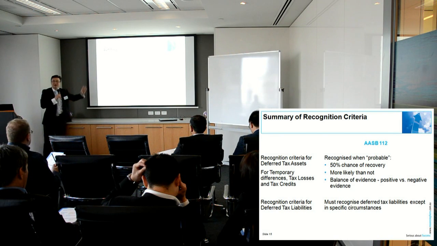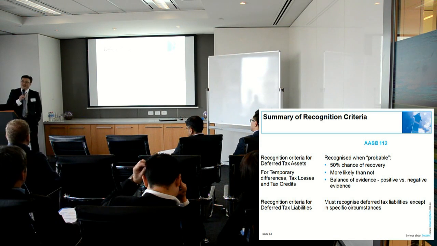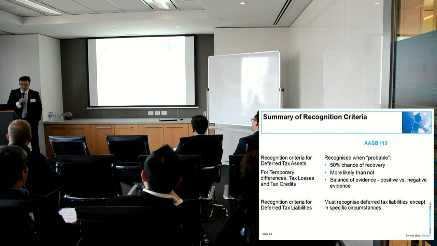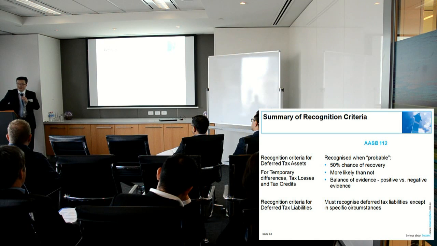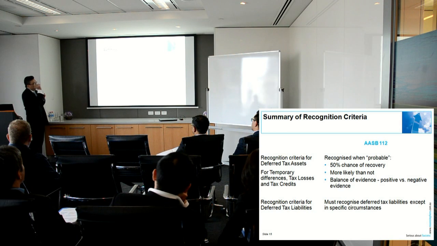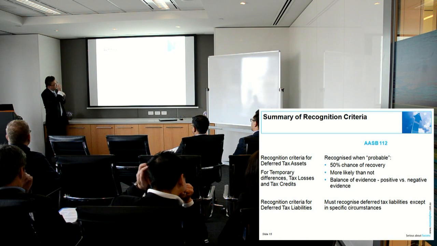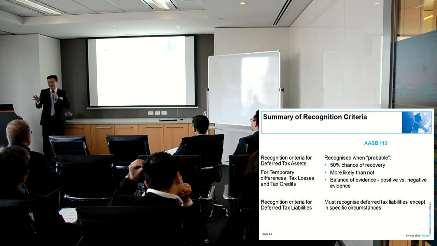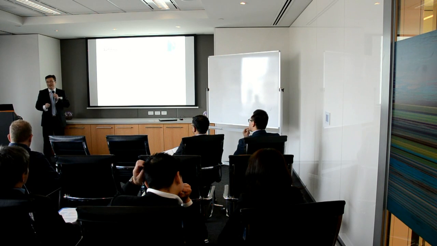Now, you might have a deductible temporary difference, or you might have a tax loss. In order to recognize a deferred tax asset for those, you need to satisfy a recognition criteria, which says that it is probable that you're going to benefit from that future deduction or tax losses. The term probable is not defined. Therefore, the consensus is that it's a 50% test. If it's 50% more likely that you're going to be able to benefit from that future deduction or that tax loss, you can recognize the deferred tax asset.